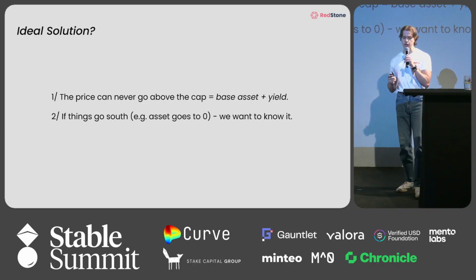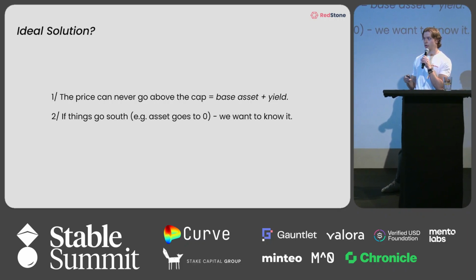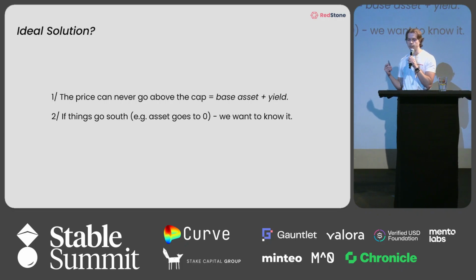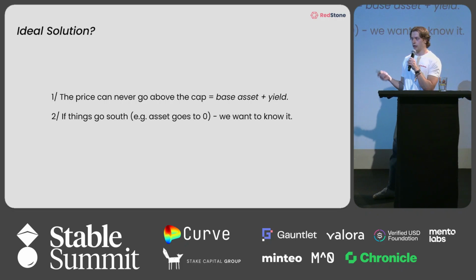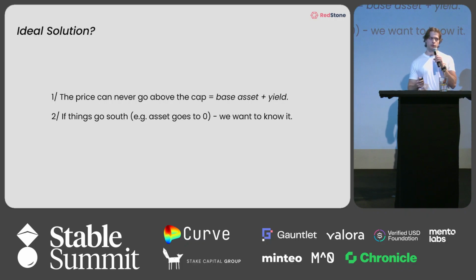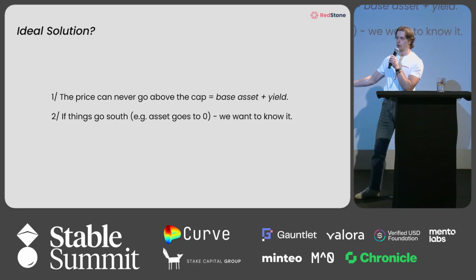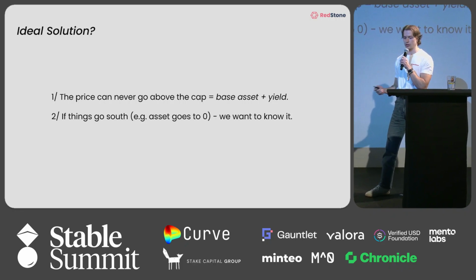And if we were to do a setup like this, here are the conditions that we would like to have satisfied. So first, the price can never go above a certain cap, which usually is defined by the base asset plus yield. And second, if things go really south, if the asset goes to 0, we at least want to know about this as a lending market, just to be able to at least pause the lending and borrowing activity on a given market.